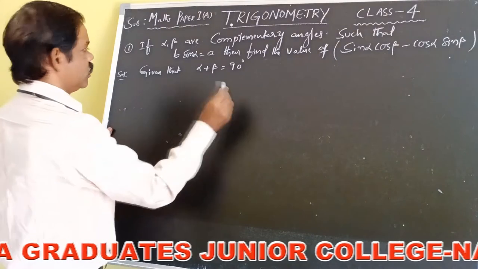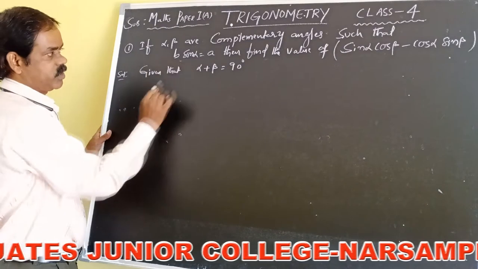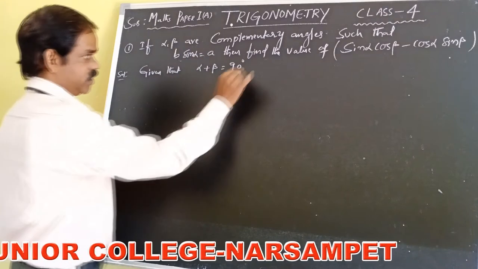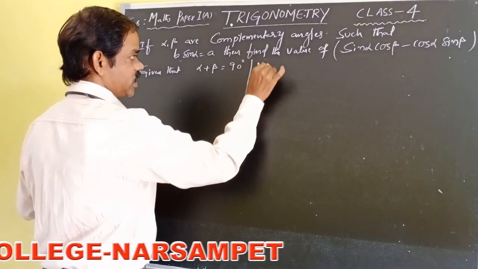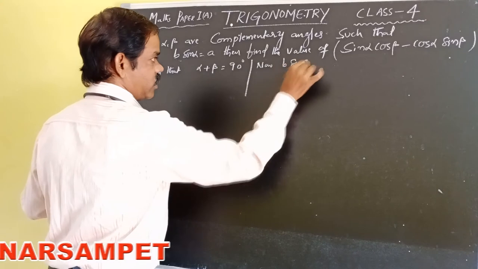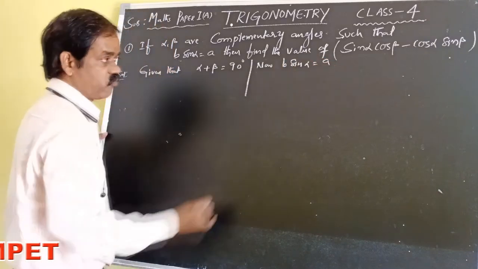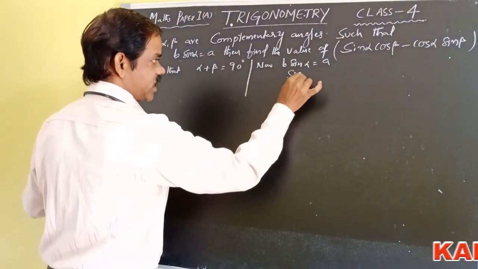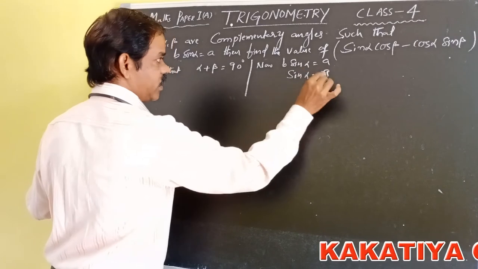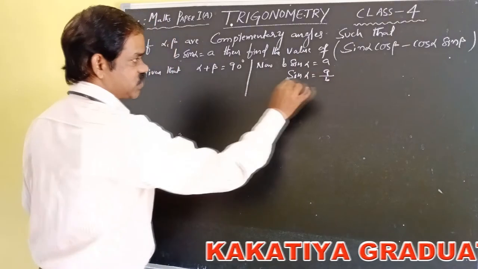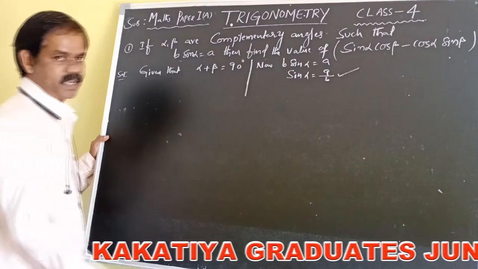Next, the second condition given is B sin alpha is equal to A. From this one, shall I write sin alpha is equal to A by B? Is it right? So that's why the sin alpha value is equal to A by B.